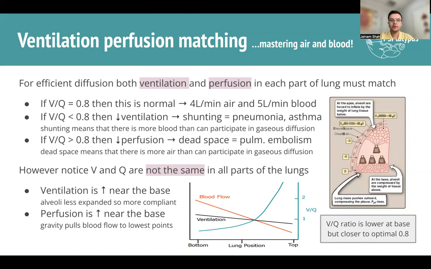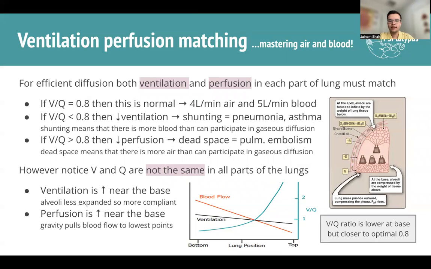So if I take V, which is ventilation, divide that by Q to get perfusion, that's my ventilation perfusion ratio. That should be 0.8, which, if you take that in terms of numbers, is about 4 liters per minute of air for every 5 liters per minute of blood.